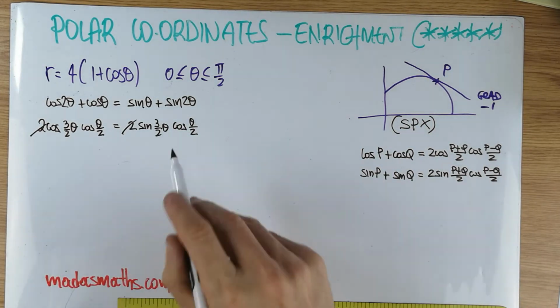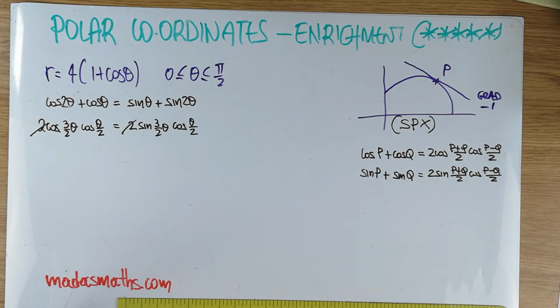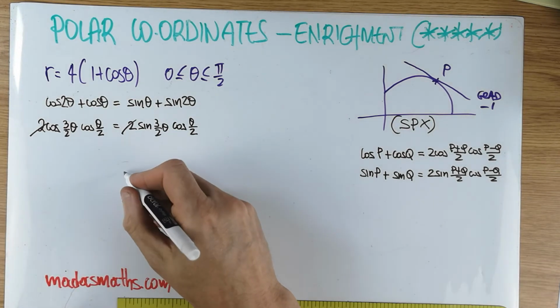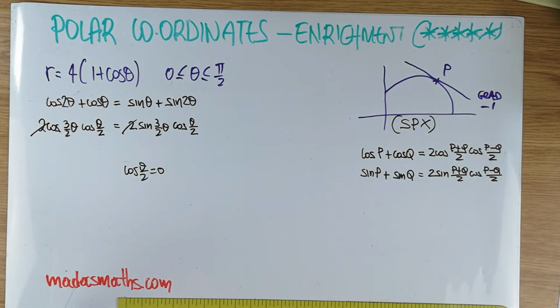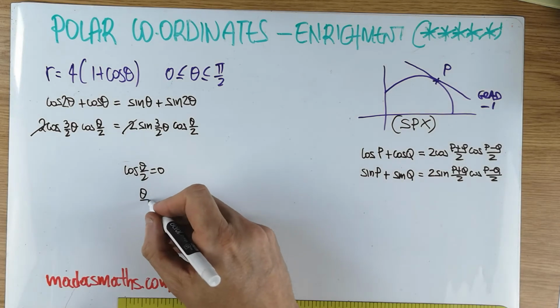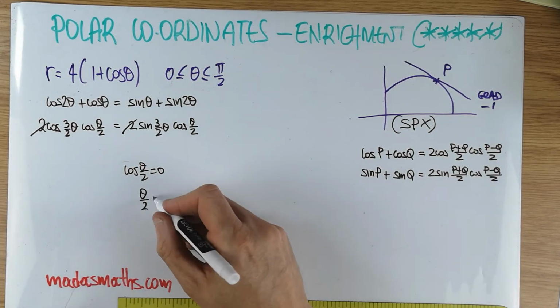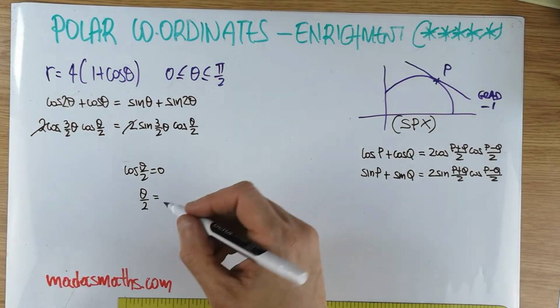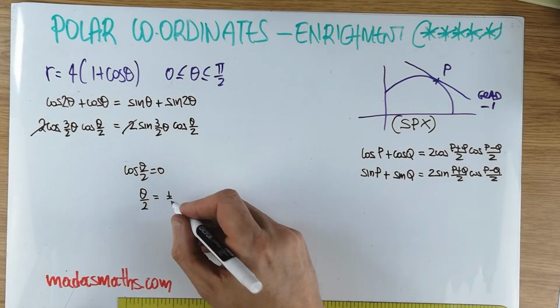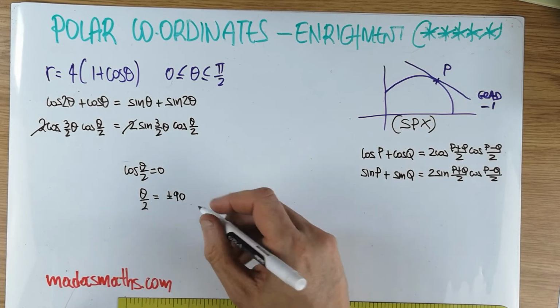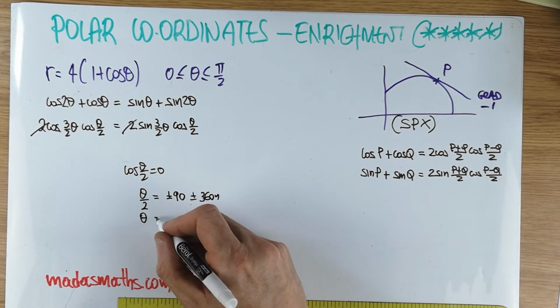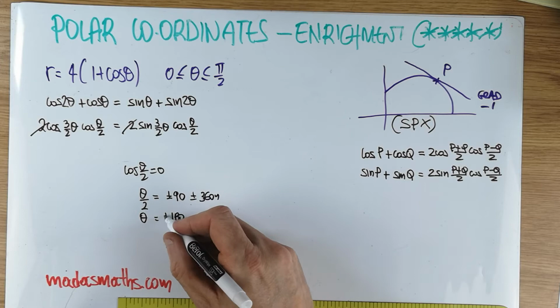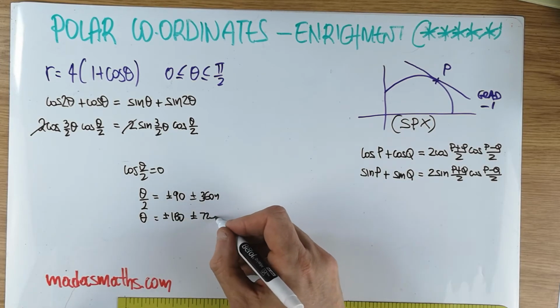Cos theta over 2, does it give me any solutions, or can I divide it out? Cos theta over 2 is equal to 0, so I can see if I can throw it away. Of course, it'll give me theta over 2 is equal to, I'm sorry, I'm going into degrees because I'm thinking in degrees much quicker, plus or minus 90 plus or minus 360n, and therefore my theta will be 180 plus or minus, of course, with repeats of 720.